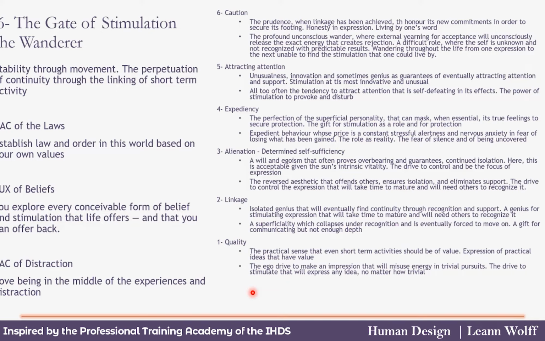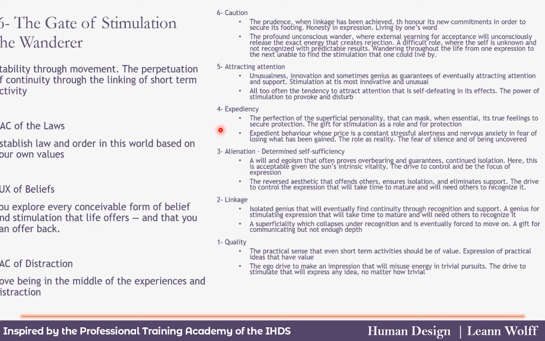So expediency, the perfection of the superficial personality that can mask, when essential, its true feelings to secure protection. The gift for stimulation as a role and for protection. Now, isn't this interesting? Again, we're talking about protection, and protection really is a part of the logical stream, because the logic wants protection and security to move us into the future. So here it's like, how can I get someone to see this idea? However, it also is a role, but there's also a protection in this expediency.